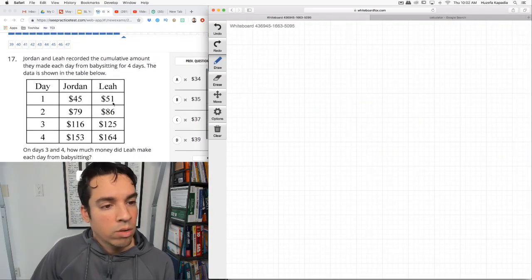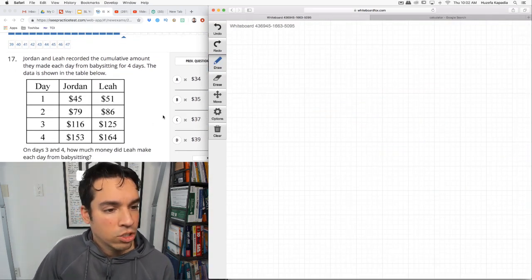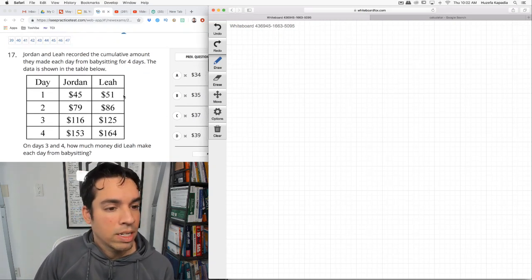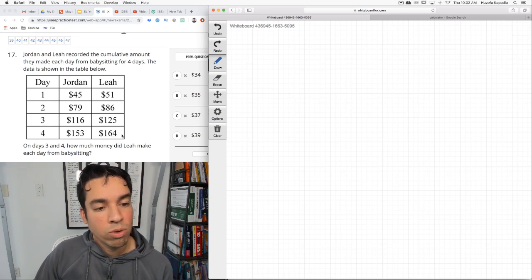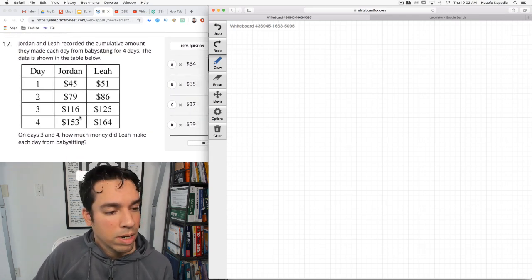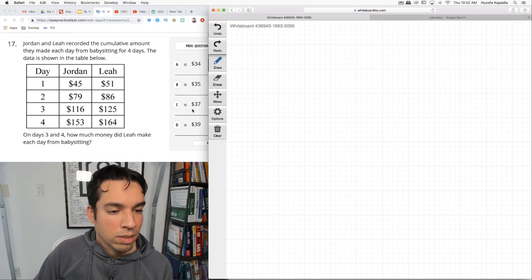Jordan and Leah recorded the cumulative amount they made each day. So the cumulative amounts they made each day. So it's like they didn't make 164. This is by day 4. They've total made 164. That's what cumulative means. It's all adding up. On days 3 and 4, how much money did Leah make from each day of babysitting?